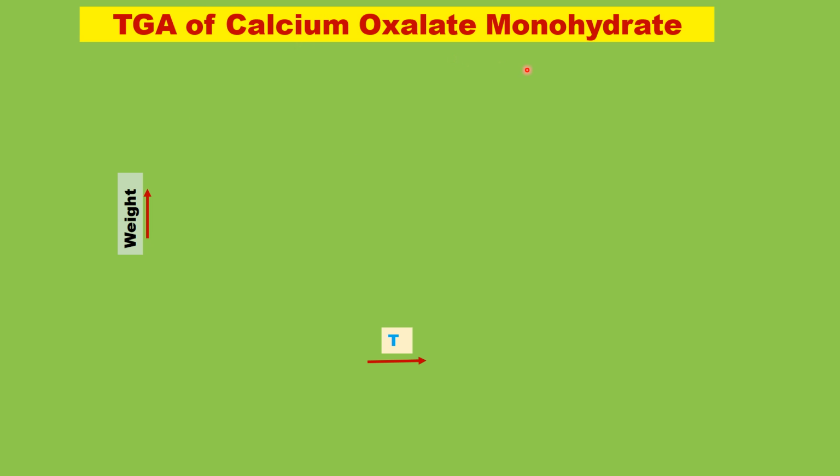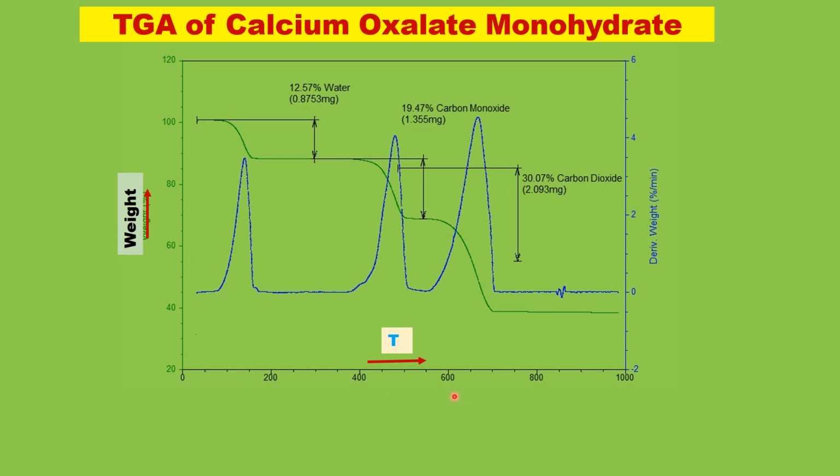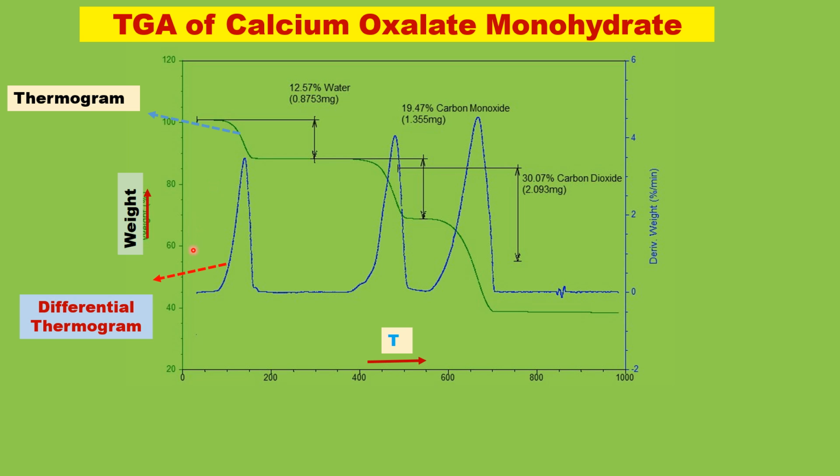Let us see the TGA curve, the thermogram of calcium oxalate monohydrate thermal decomposition. So let us plot weight versus temperature. In this case, there are 2 curves. This curve is called the thermogram, the TGA curve. There is another curve called the differential thermogram. This is the ordinary thermogram. This is the differential. The blue color is the differential thermogram.